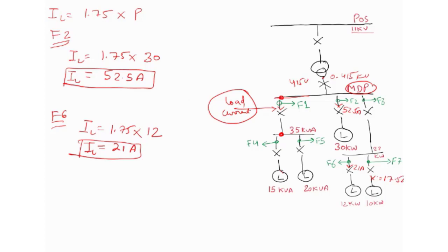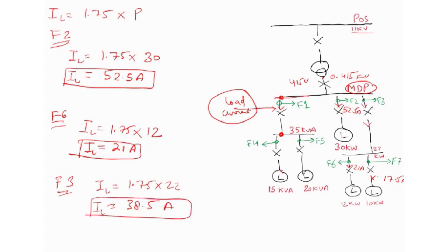And the total current that will flow through this feeder will be the summation of these two. If you want to calculate it, you can use this shortcut formula: 1.75 into 22, and you will get 38.5 amperes of current that will flow under normal condition through this feeder. So this is the way to calculate the load current for any power system.